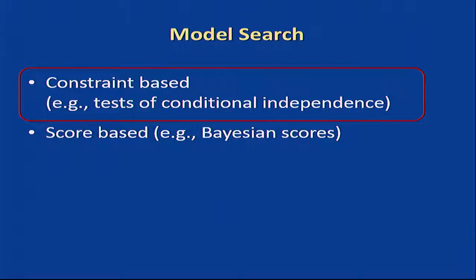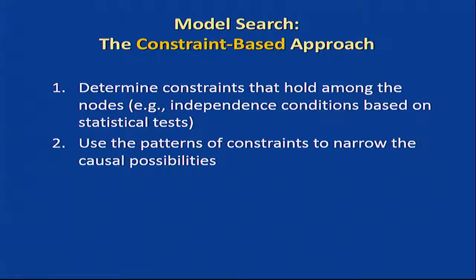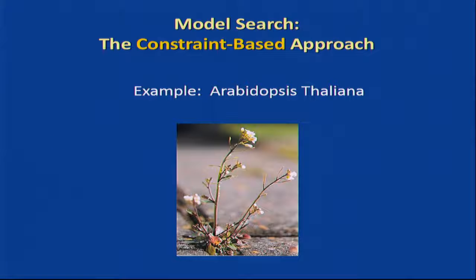So let me give you examples of each, and I'm going to completely wave my hands and just literally sketch these things because it's much too much to go into. But I do want to illustrate it on a couple of cases and show you its utility. So in the constraint-based approach, I look at the constraints that hold, and then I use the pattern of constraints to narrow the space dramatically each time I do a thing.